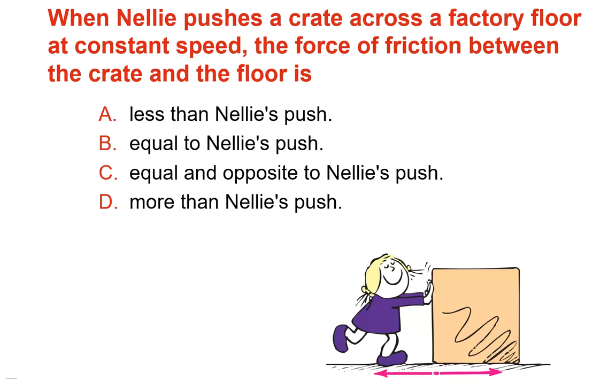Okay, yet another question here. Here we have Nellie, and Nellie is pushing a box across the factory floor at constant speed. Think about what constant speed means. The force of friction between the crate and the floor is, and we have some questions we want to answer. Which one is right? Because it's static, so it's more, because static is stronger.